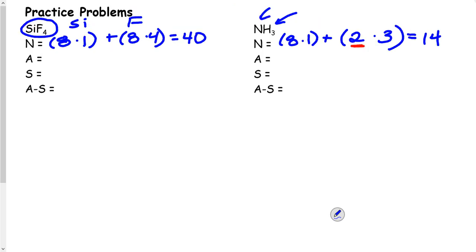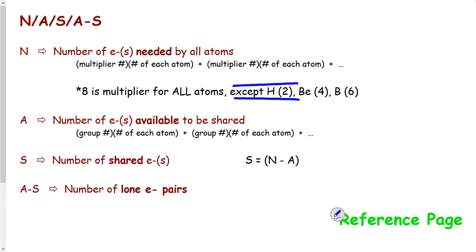All right, so as we go back to our reference guide, and you're looking at the A value that's highlighted in maroon, A stands for the number of electrons available to be shared.